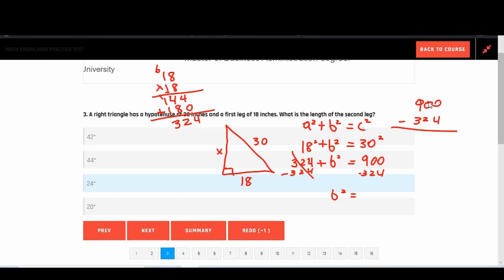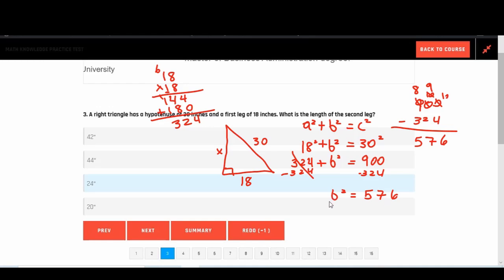We can't do 0 minus 4. We can't do 0 minus 2, so we're going to have to borrow. This is going to become 8. This is going to become 10. And borrow one more time. This is going to become 9. This is going to become 10. 10 minus 4 is 6. 9 minus 2 is 7. And 8 minus 3 is 5. So now we know b squared equals 576.